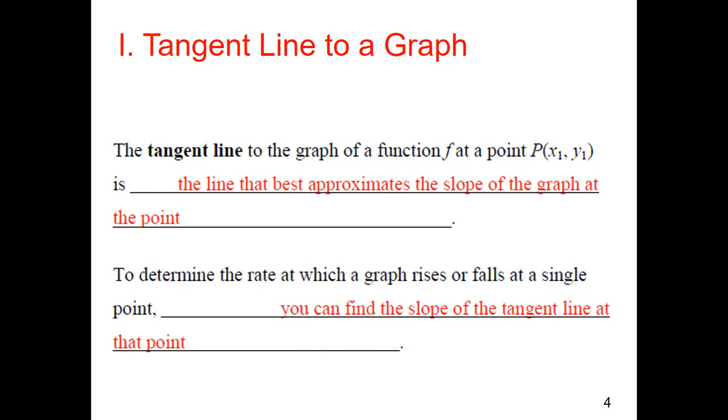To determine the rate at which a graph rises or falls at a single point, you can find the slope of the tangent line.